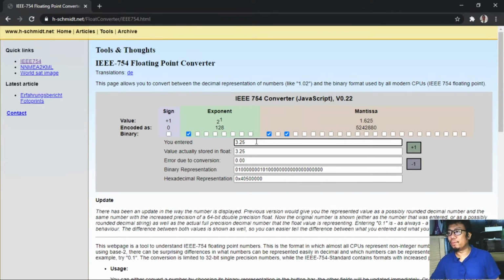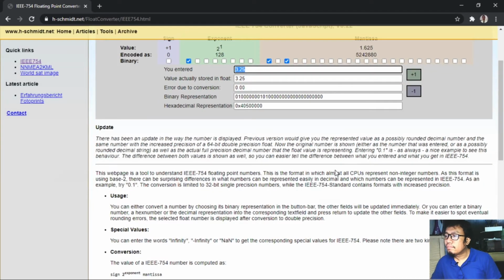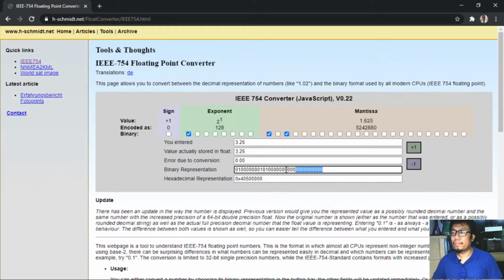So say for example, if you convert 3.25 to a floating point number. I don't think this is double. Is this double? Okay, I think this is double, it's 64 bits. If this is only 32 bits, then this is single precision. But you can see that there is no error due to conversion.